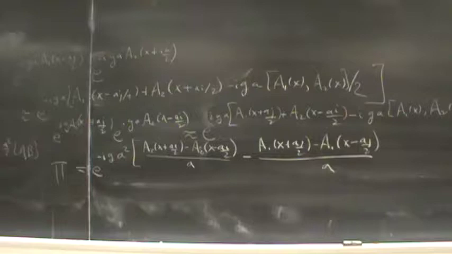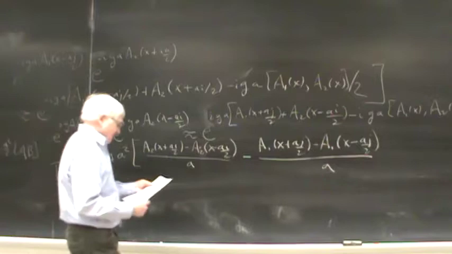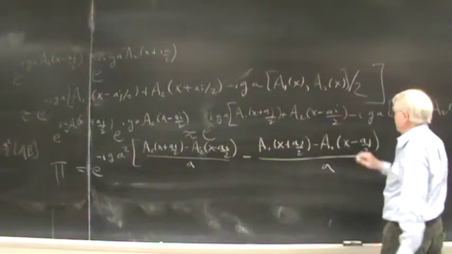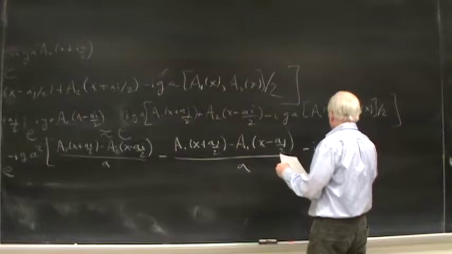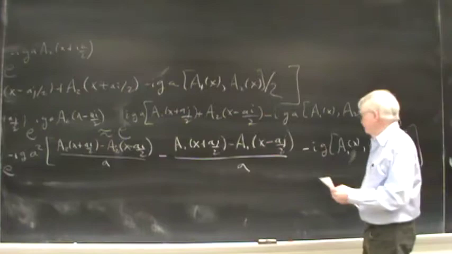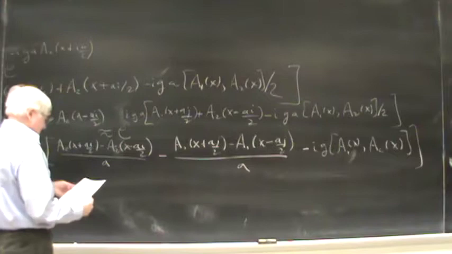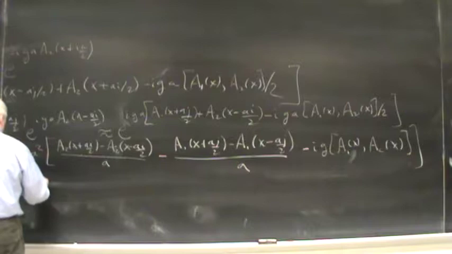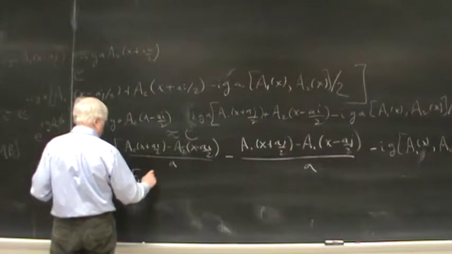Okay. So we have that, and then what do we have? Well, we have two commutators, and we don't have to be very careful about them. We just have minus ig a1 of x commutator a2 of x, and then big right bracket. Okay, well, now you see what this is. This is e to the minus ig a squared f12 of x.